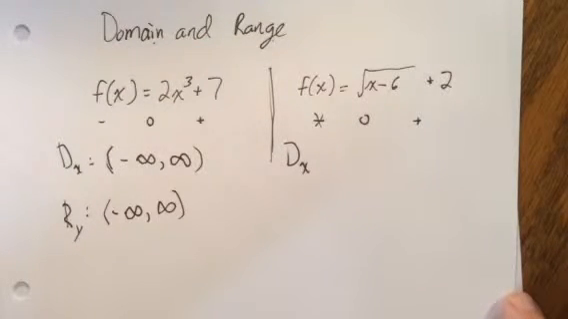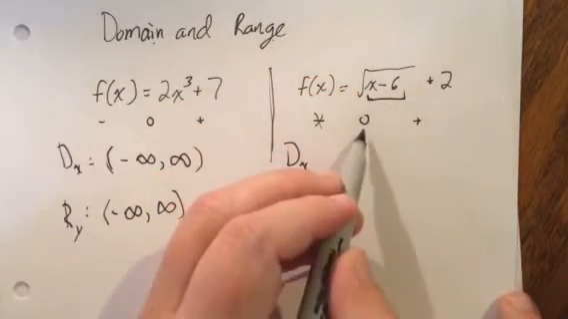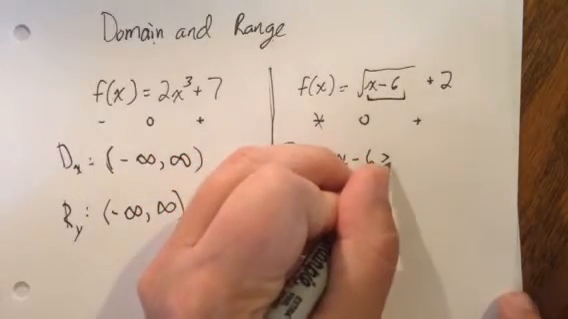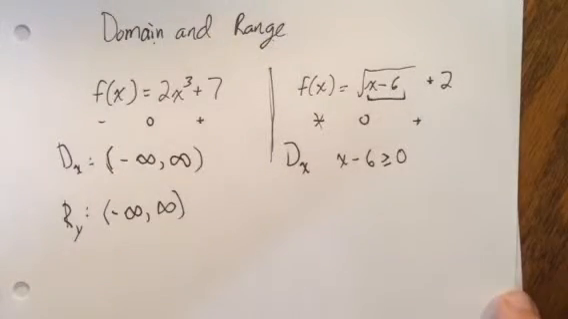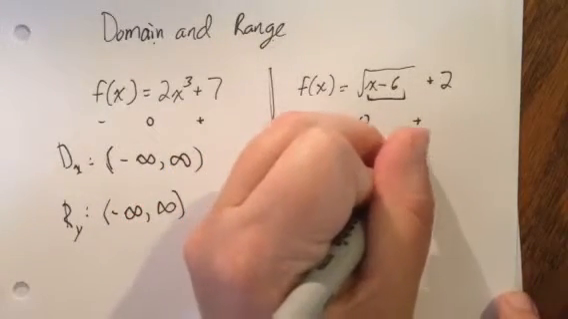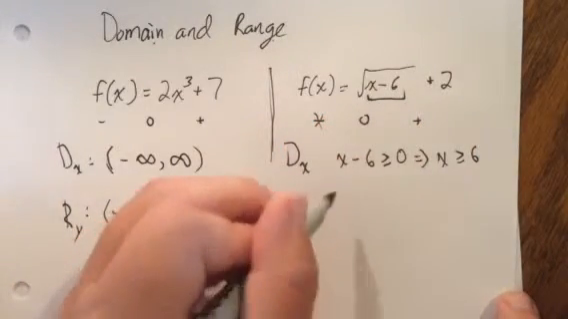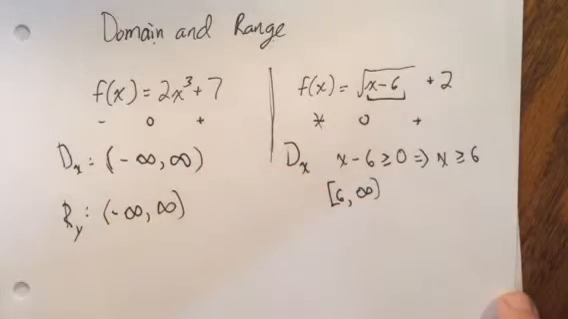Can I take square root of 0? Sure, square root of 0 is 0. Can I take square root of positive numbers? Yeah, square root of 4 is 2, so I can take square root of positive numbers. So the thing inside my square root has to be 0 or positive. So x minus 6 has to be greater than or equal to 0. So if I solve that, I'll get x is greater than or equal to 6, and I can write that in interval notation, 6 to infinity.